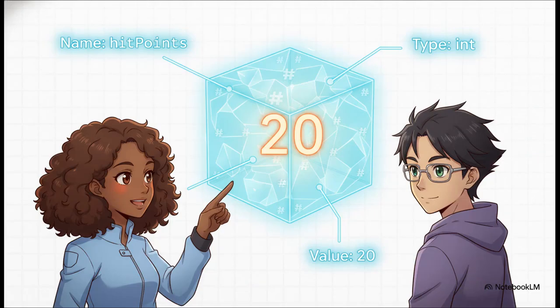So, every single variable is made up of these 3 essential parts. You can think of it like the label on our box. First, every variable has a name. This is how we find it, like hitPoints or playerSpeed. It has to be unique. Second, it has a type. The type tells the computer what kind of stuff is allowed in this box. Is it for whole numbers, decimal numbers, text? This stops us from accidentally trying to put a player's name in a box that's meant for their score. And finally, there's the value. That's the actual data that's inside the box at any given moment, like the number 20. Name, type, and value. You'll find all 3 in every variable.